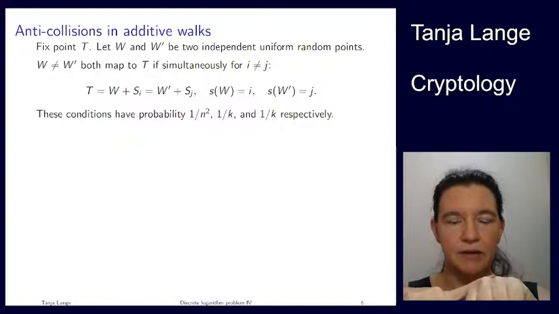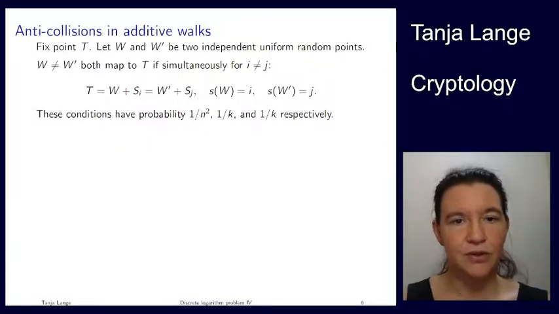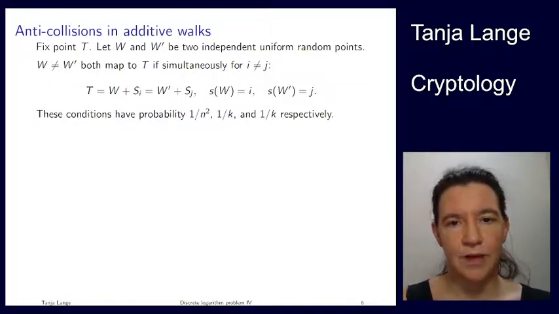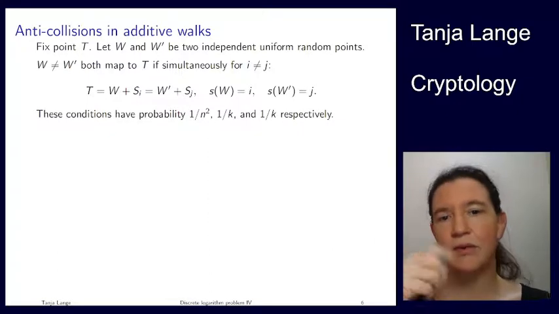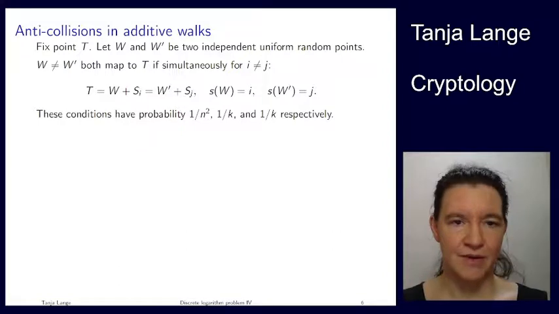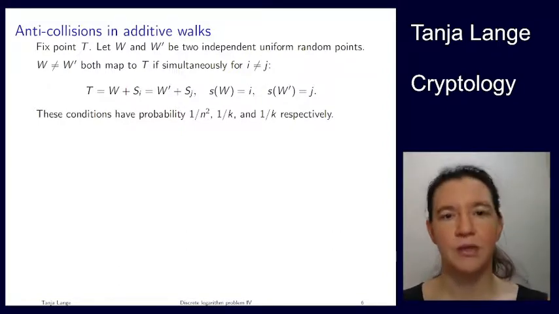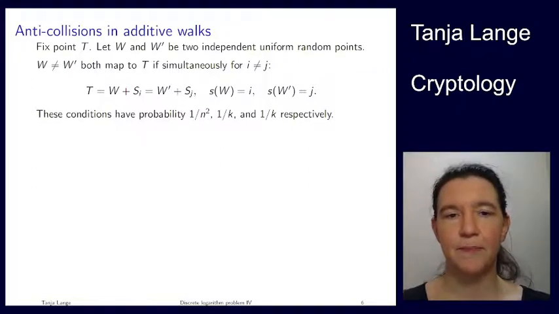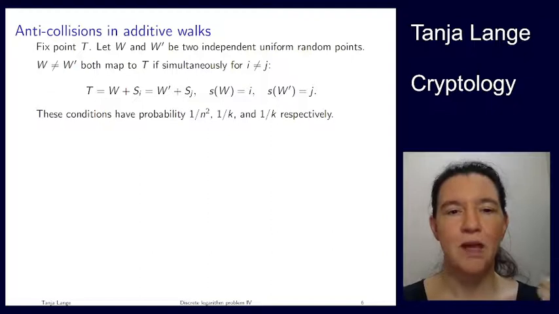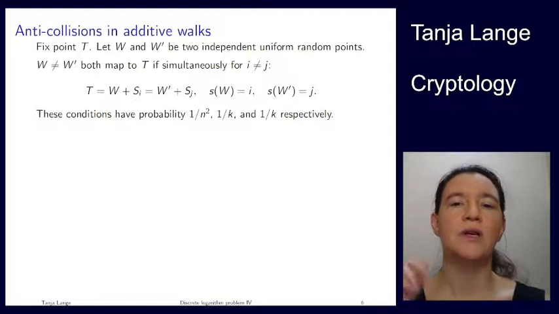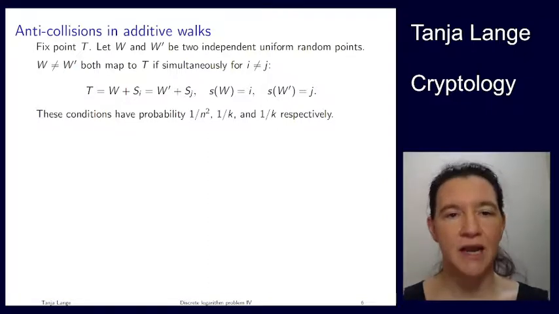What does it require? First of all, we have to get to T. So the first equation here is that both of these sum up to T. If you take some random W and some Si, probably it won't be T. It will be some other point. And also for the W prime, the Sj that you're picking has to be the right one. The fact that both of those map to T has probability 1 over n for the first one, 1 over n for the second one, because they are n points and it has a chance to pick any of those.